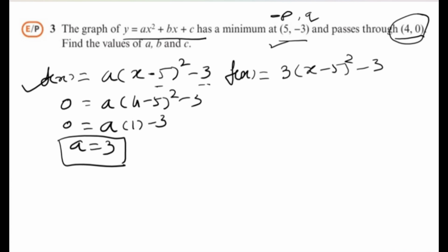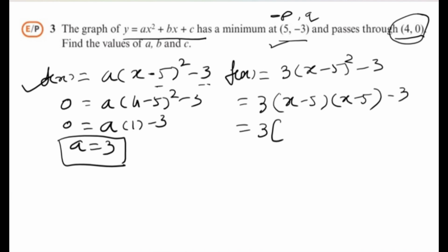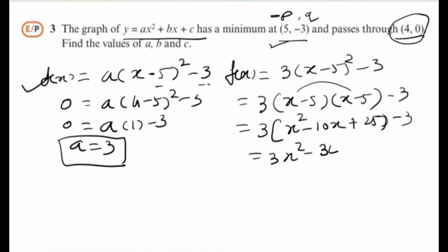Now to write in this form, I have to expand it. So 3 into x minus 5 into x minus 5, minus 3. So 3 into x squared minus 10x plus 25, minus 3. If you want, you can do it in brackets. So 3x squared minus 30x plus 75, because 25 times 3 is 75, minus 3. So 3x squared minus 30x plus 72.